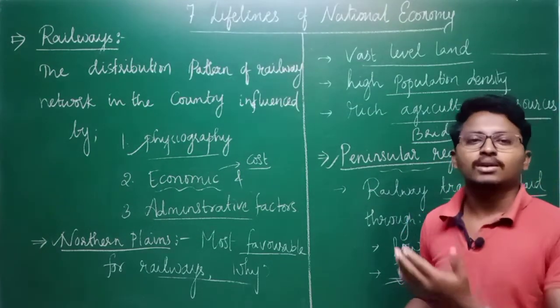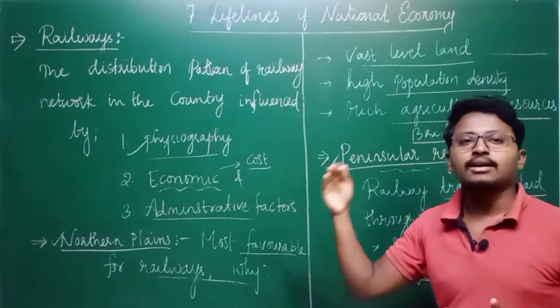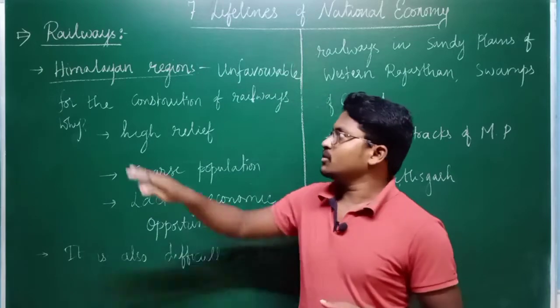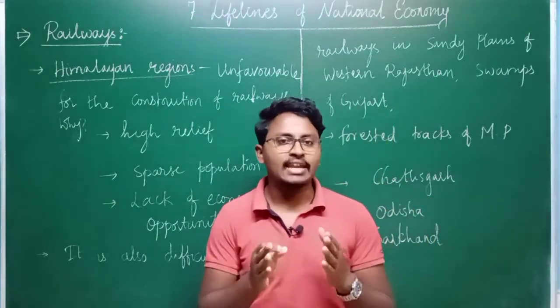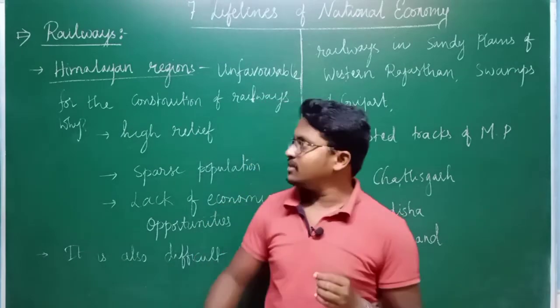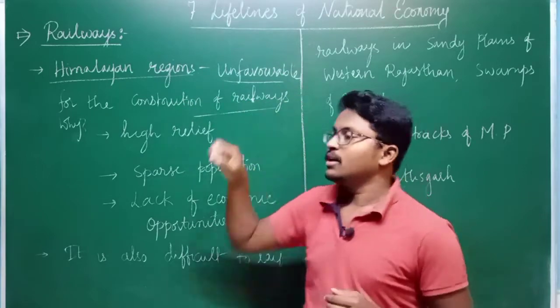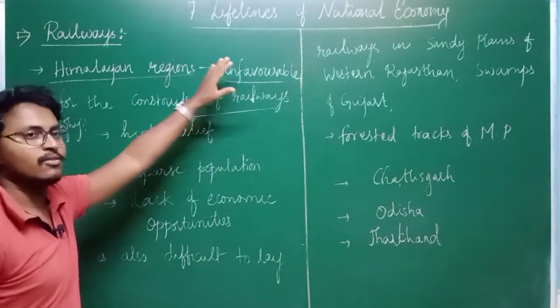Next we will see how the railways are distributed through the Himalayas, as well as the other parts of the country. Now let us see how these railways are distributed among the Himalayan regions. As we have just seen, northern plains are highly favorable for the railways, whereas the Himalayan regions are highly unfavorable for the construction of railways. Let us see the reasons why.